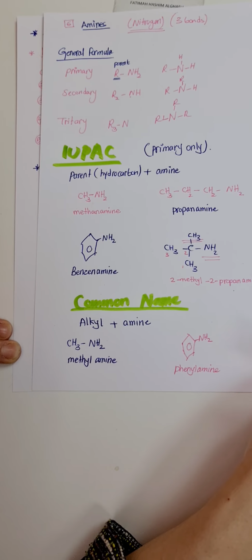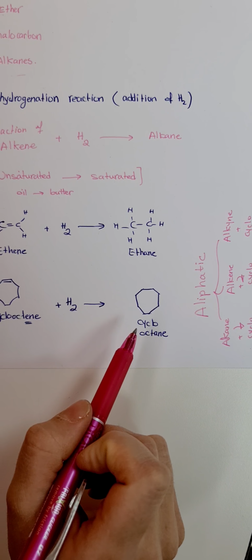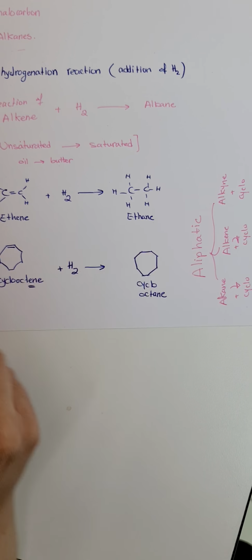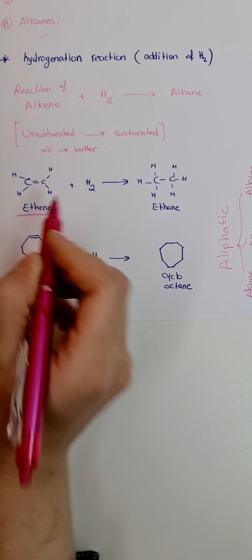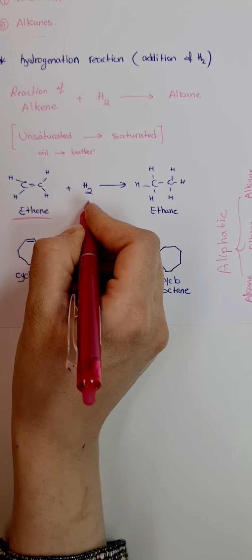Hydrogenation, adding hydrogen. Hydration, adding water. They are different. What do I do? I bring an alkene, something that is not saturated. I add hydrogen to it, so we make an alkane. This is how they convert oil to butter in a certain plant. Example here, we have ethene. I add hydrogen, so it becomes ethane.